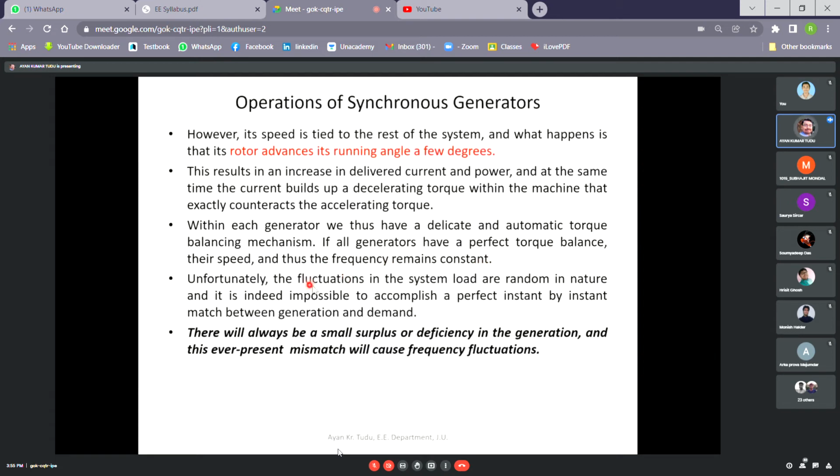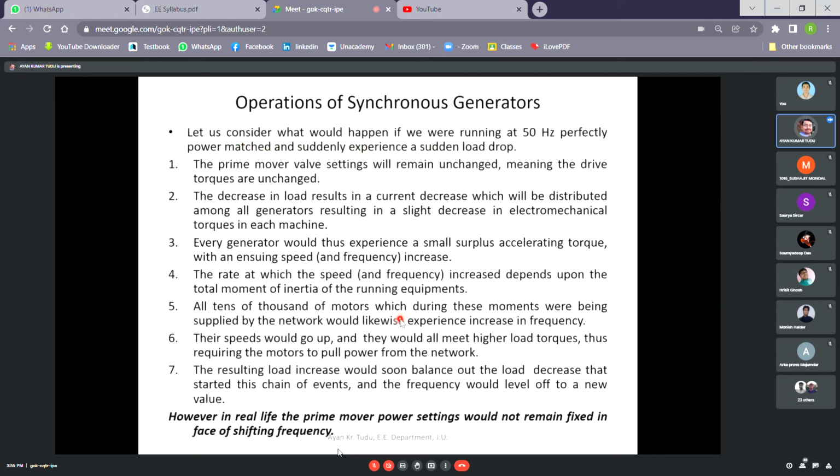But there will be fluctuations in the system load which are very random in nature, and it is impossible to accomplish a perfect instant by instant match between the generation and demand, and that is what we are seeing in our load curve. Correct, but that is what we are seeing in the load curve. The power is always varying with time.